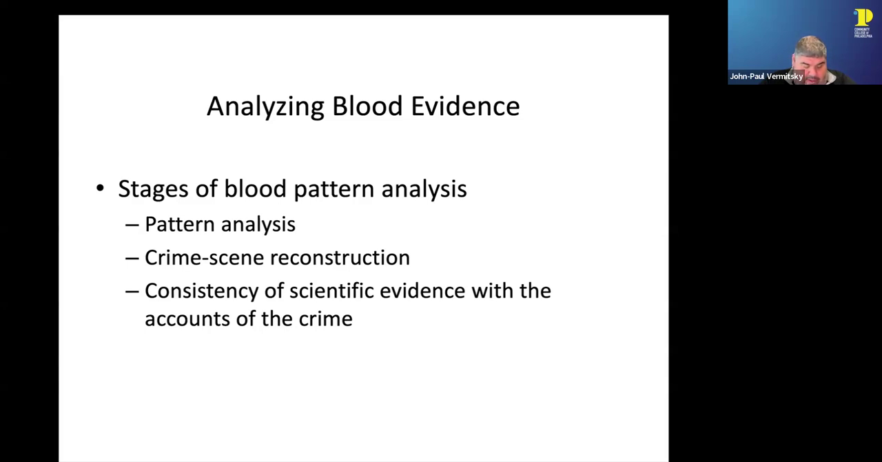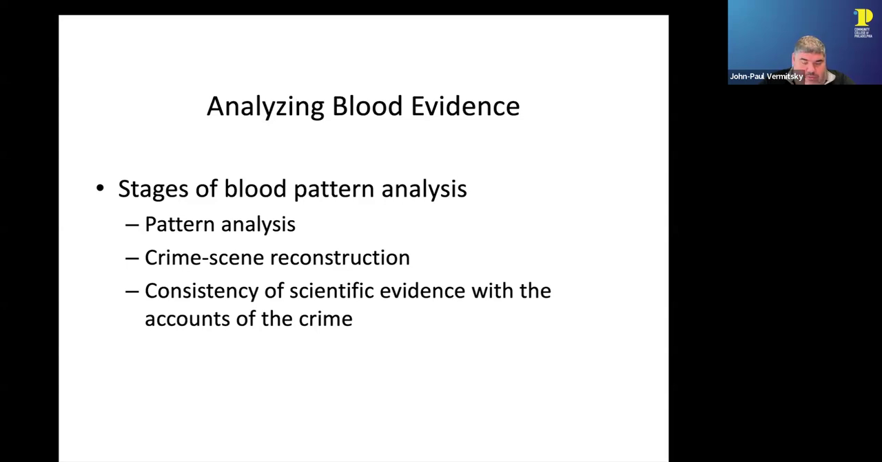Where on the victim or perpetrator's body was the source of the bleeding? How long has the body been there? Or if there's no body, how long has the blood been there? Is there evidence of movement of the victim or the suspect by the suspect? And then are there any transfer patterns found in the blood that could be used to identify the person that may have been at the crime scene?